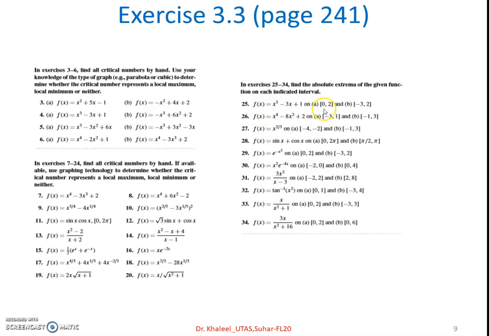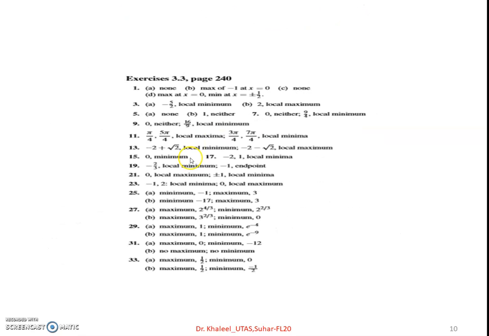You see f(x) is given and the interval is given. Here there are no intervals, so these are local extrema in these two, and these are the absolute extrema. For all these examples, we will do them in the live class, almost all I have done here, and we will do more examples in the live class. And here are the answers for that.